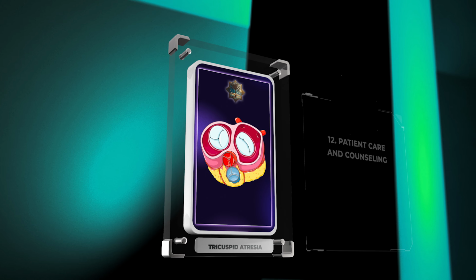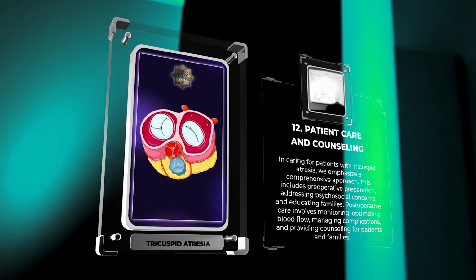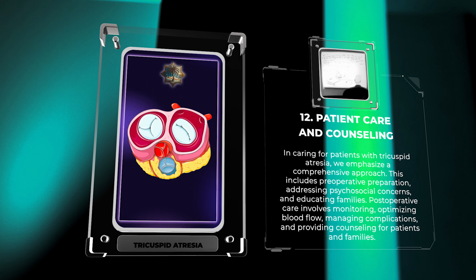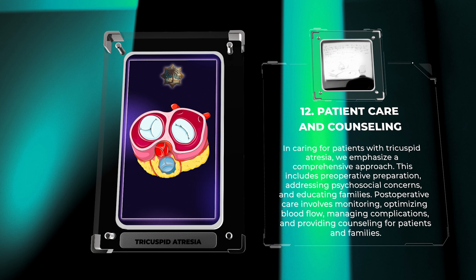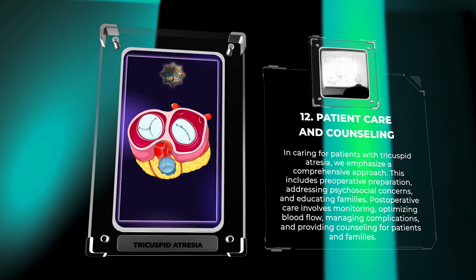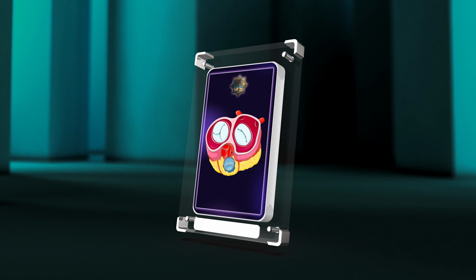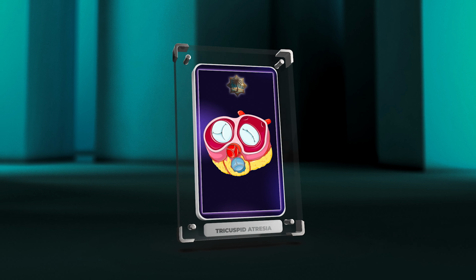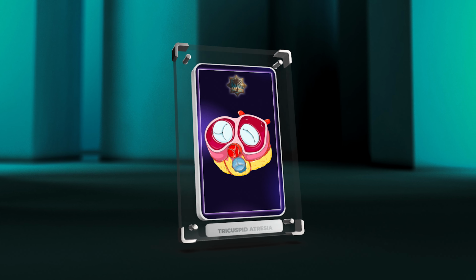In caring for patients with tricuspid atresia, we emphasize a comprehensive approach. This includes preoperative preparation, addressing psychosocial concerns, and educating families. Postoperative care involves monitoring, optimizing blood flow, managing complications, and providing counseling for patients and families. Tricuspid atresia is a complex heart defect requiring in-depth knowledge of embryology, anatomy, diagnostics, and management. Continual research and advancements can improve care and quality of life for those affected.